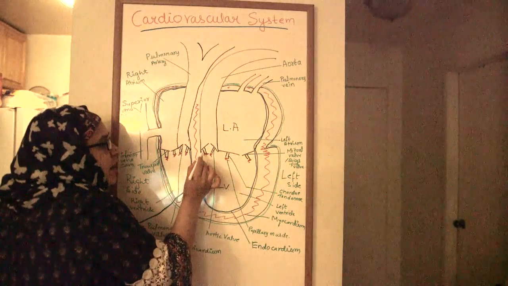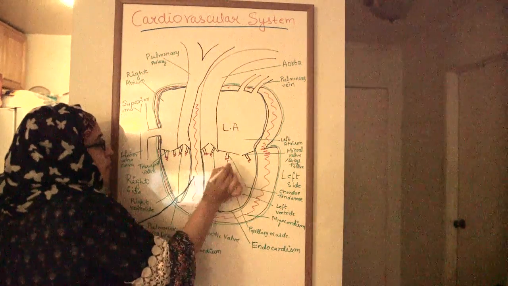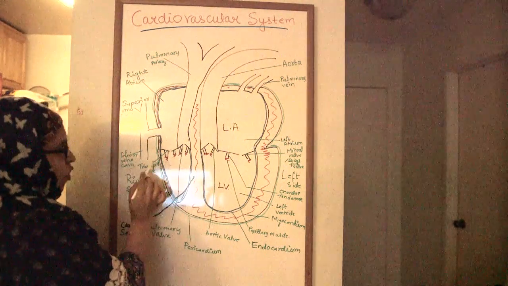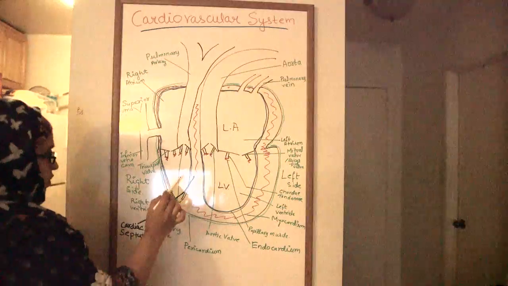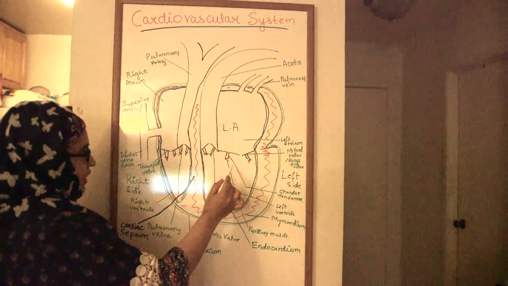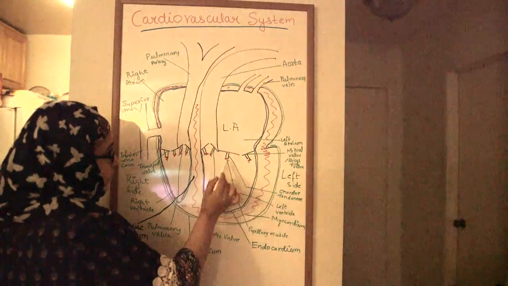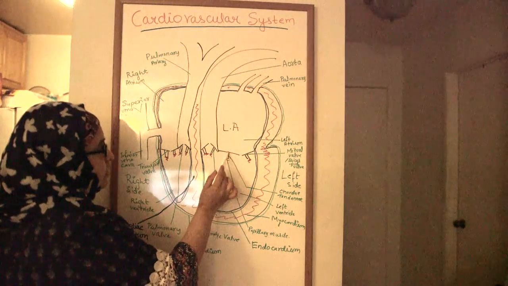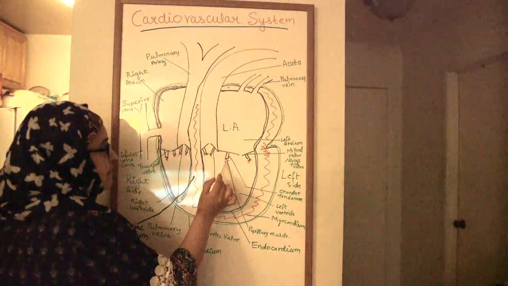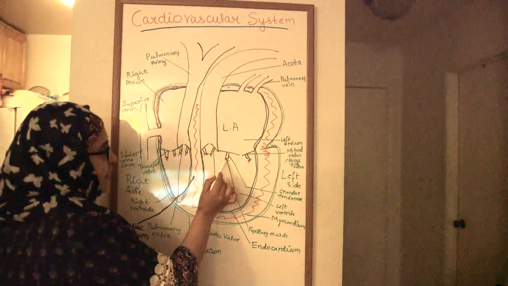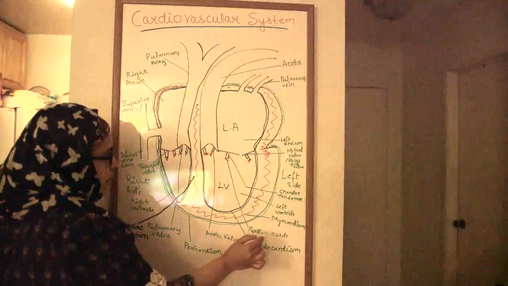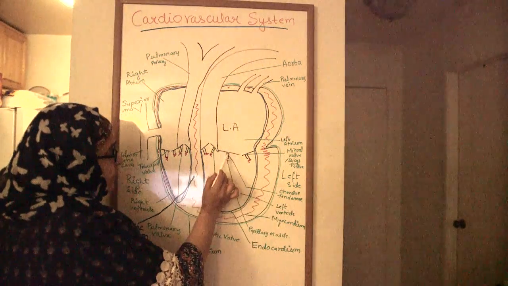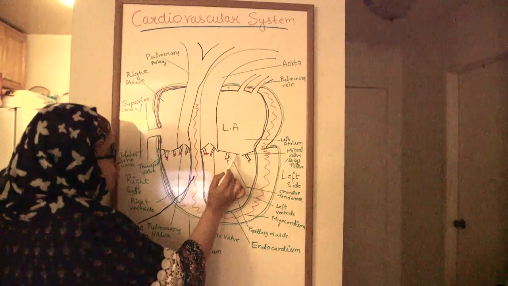Now look at this part. You can see these lines I have made here. Here I have shown the chordae tendineae. These are the tendons which connect the valves to the muscles of the heart, the papillary muscles. The red color shows the papillary muscles, and these lines show the chordae tendineae, and they are connecting the papillary muscle to the valves.